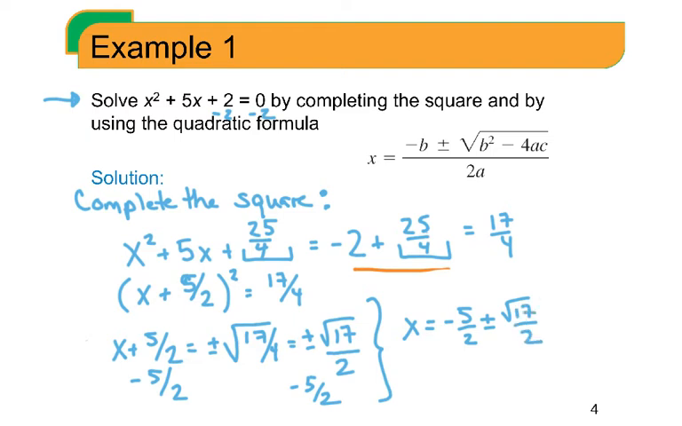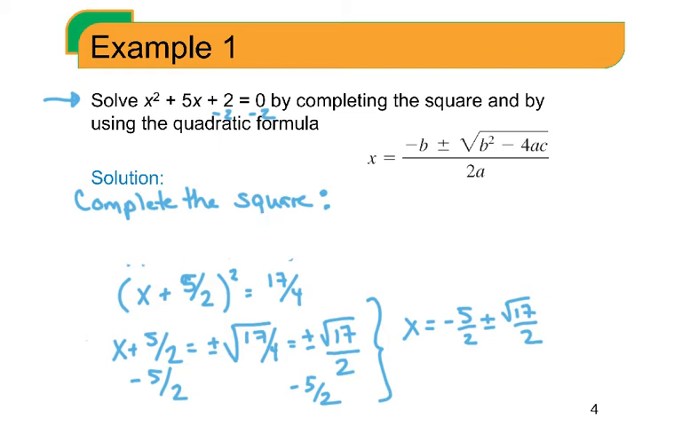So we have two solutions here. Let's make room for that. Our two solutions will be x equals negative 5 plus the square root of 17 over 2, or negative 5 minus the square root of 17 over 2. Now, that's completing the square. Now we're going to do it using the quadratic formula.